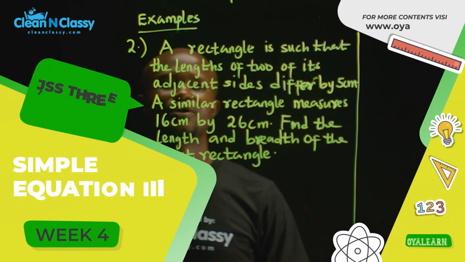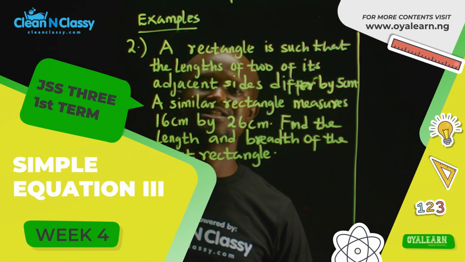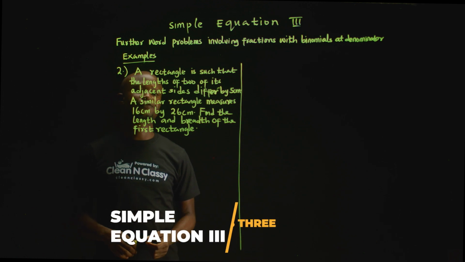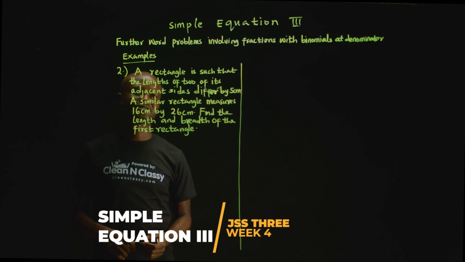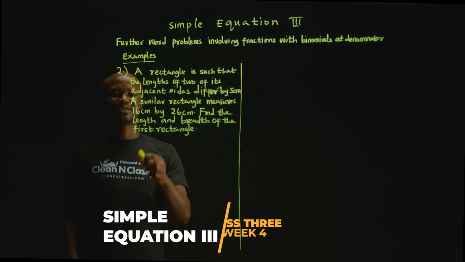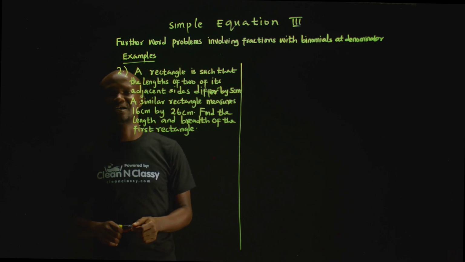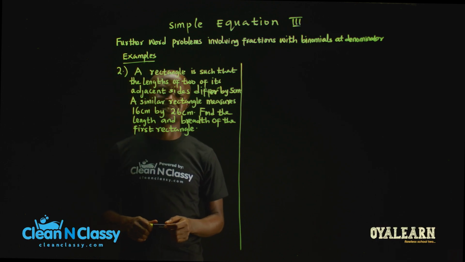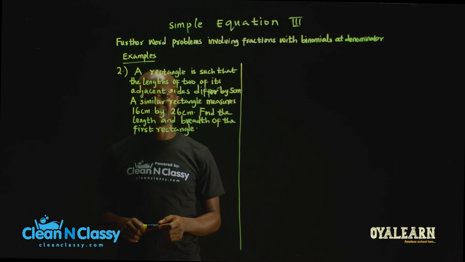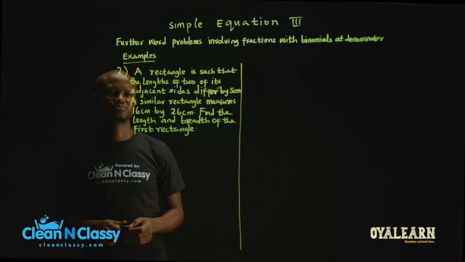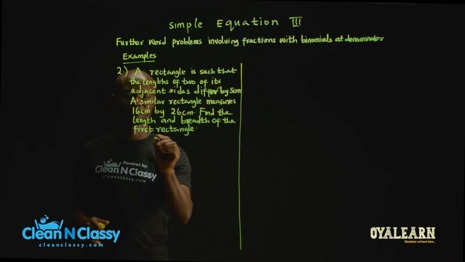A rectangle is such that the length of two of its adjacent sides differ by 5 centimeters. A similar rectangle measures 16 centimeters by 26 centimeters. Find the length and breadth of the first rectangle. Solution.